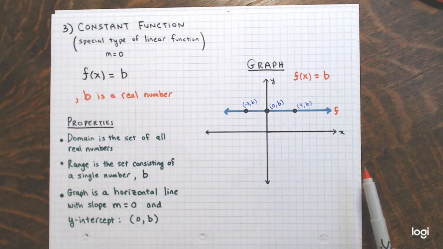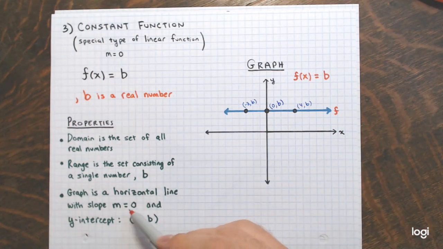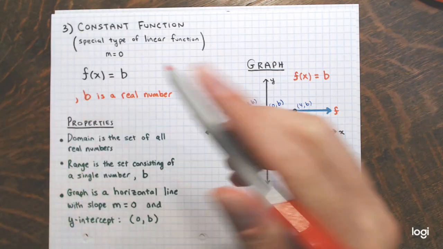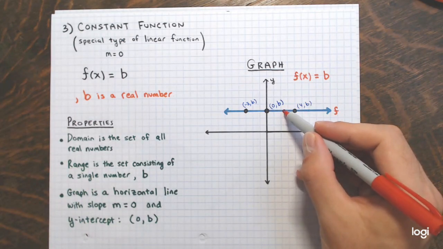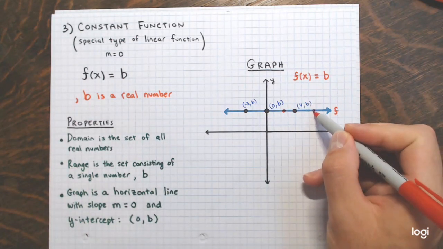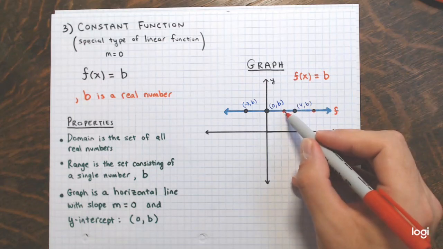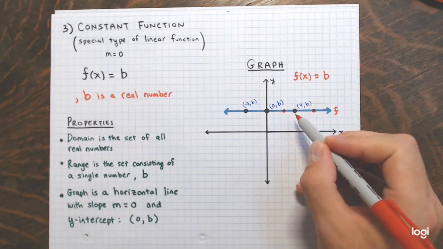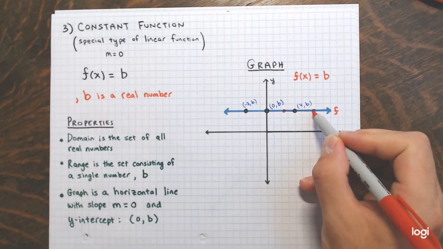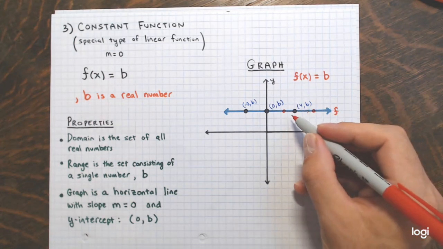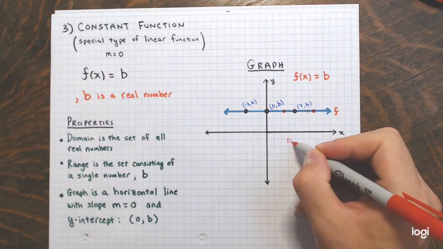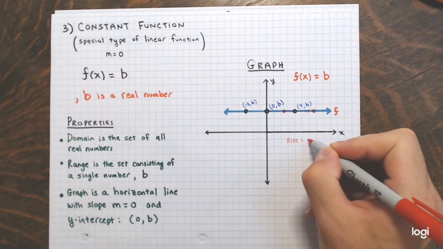And when talking about slope, the slope being 0, you take any 2 points on the line, and you can't go up and down. I would just go straight to the right or straight to the left. So the rise is equal to 0.